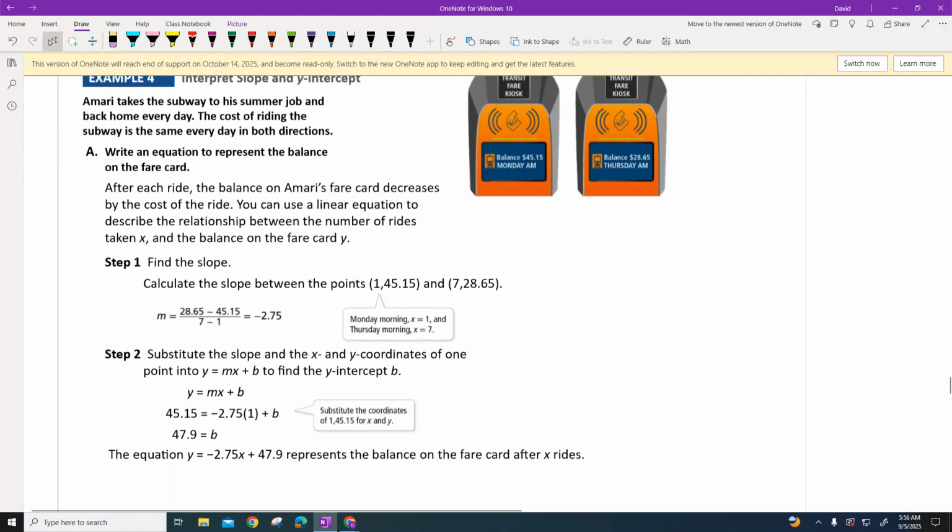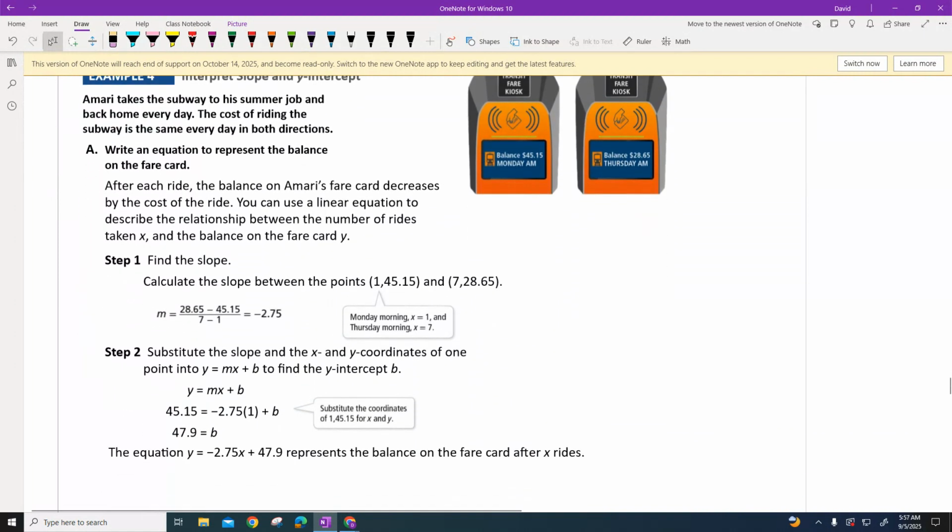All right. Boy, they use some strange names here. Amari takes the subway to his summer job and back home every day. It says the cost of riding the subway is the same every day in both directions, so he goes to work and back. It says write an equation to represent the balance on the fare card. After each ride, the balance of his card decreases by the cost of the ride, so that makes sense. You can use the linear equation to describe the relationship.